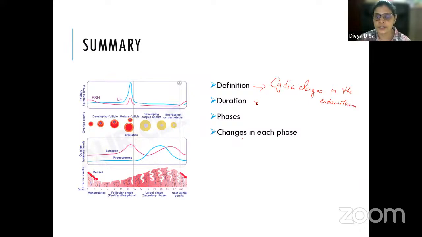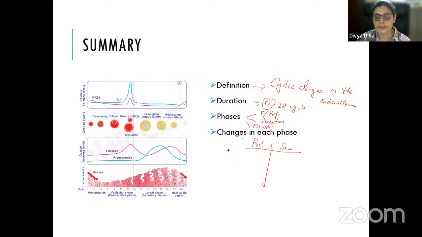Then duration: normally it is about a 28-day cycle. The entire menstrual cycle we are talking about. Phases: mainly it has three, the follicular phase or the proliferative phase, then the secretory phase, and then the menstrual phase. So we need to know the differences basically between the proliferative and the secretory phase.